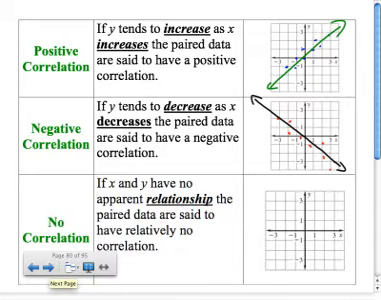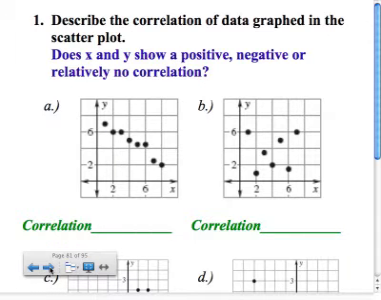And then if there's no apparent relationship between the data, then there's no correlation. So in other words, if you just have some random points over here that are kind of just scattered all over the place, and there's clearly no consistent relationship, then you would say that there's no correlation or relatively no correlation. So example 1 here says describe the correlation of data graphed in the scatter plot.